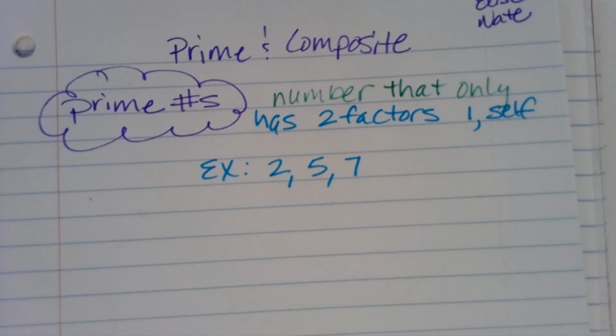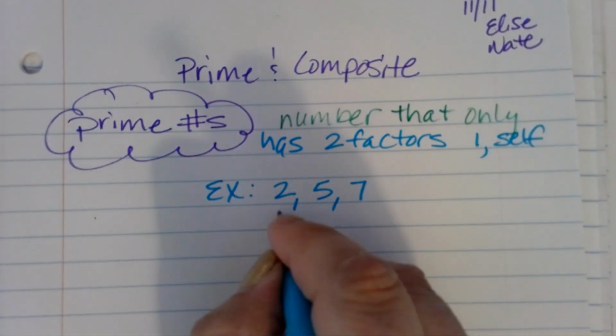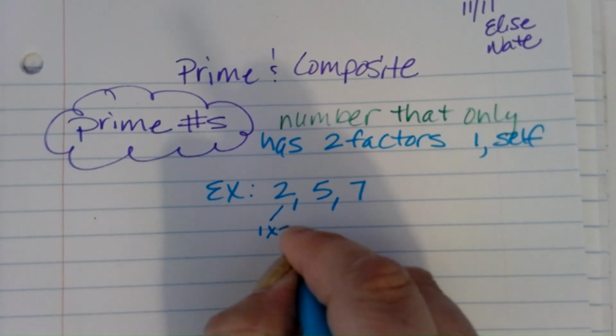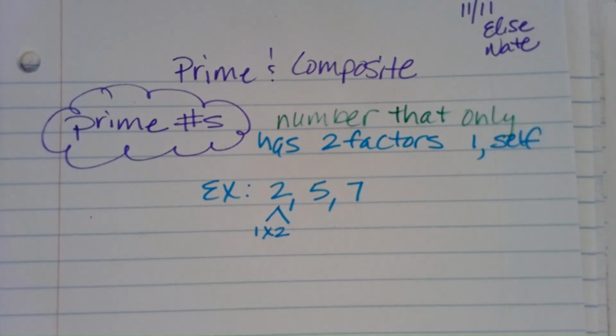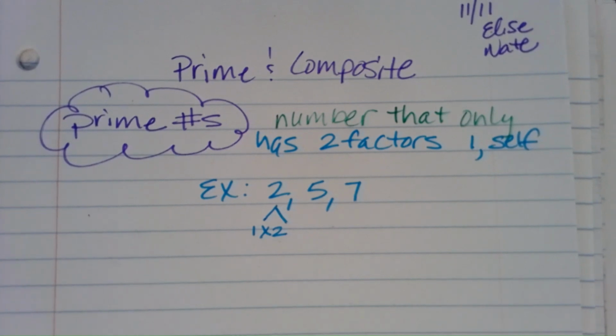equal 2? The only numbers or factors, remember factors are numbers that we multiply. The only two numbers that will multiply to make 2 are 1 and 2. Does everybody agree? Are you with me? The factors of 2 would be 1 times 2. There are no other numbers I can multiply that equal 2. Agree or disagree? Agree. All right.